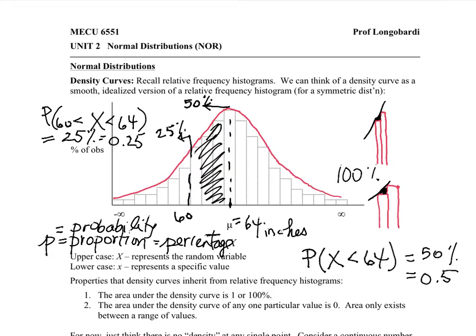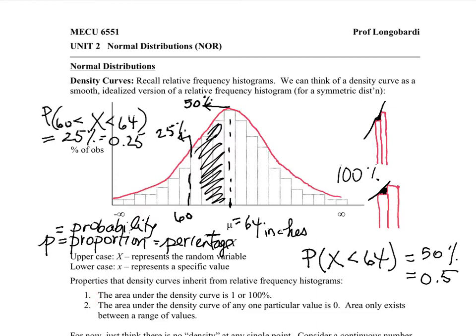So this can be interpreted as the probability that a woman chosen at random would have a height between 60 and 64 inches. The chance is 25%, if these were actually the case. So I give you these numbers. Now, back to point number 2.